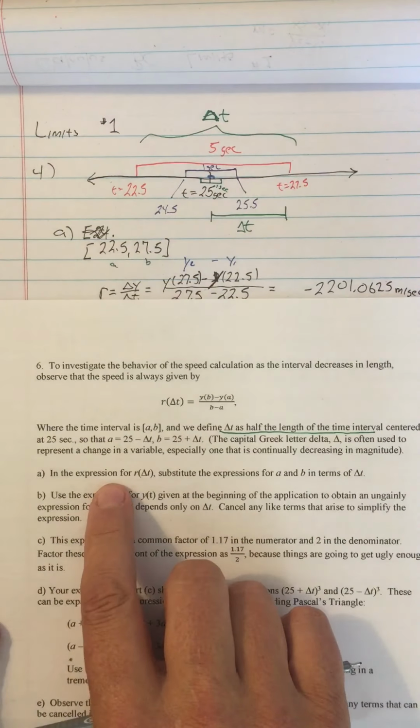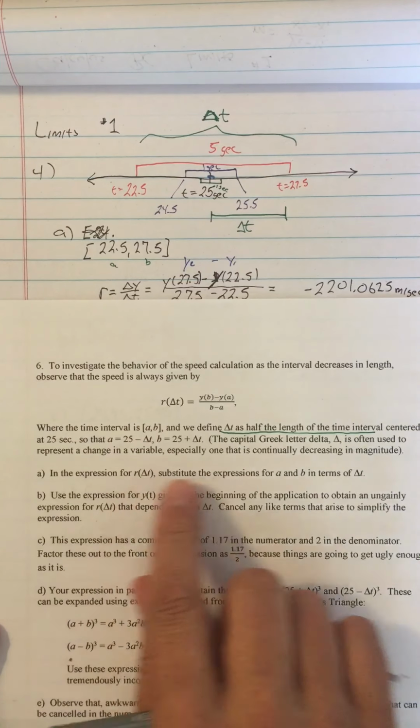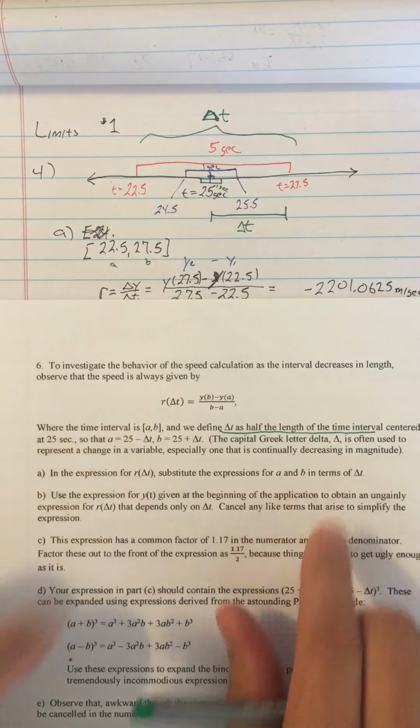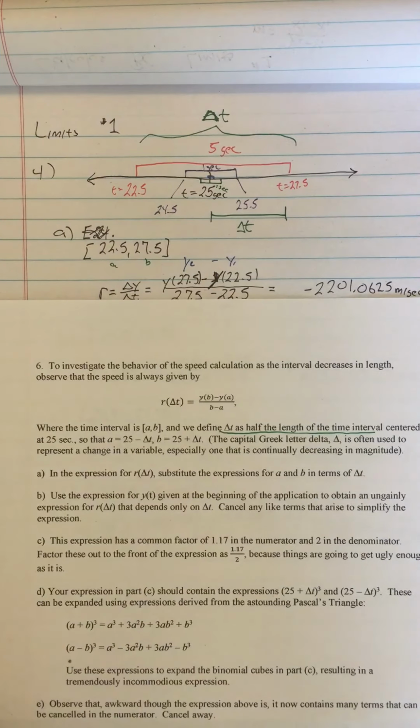Now, we're saying in the expression for r of delta t, substitute the expressions for a and b, these expressions, in terms of delta t. So if you haven't done that yet, you should do that now, and then see if it compares to what I get.